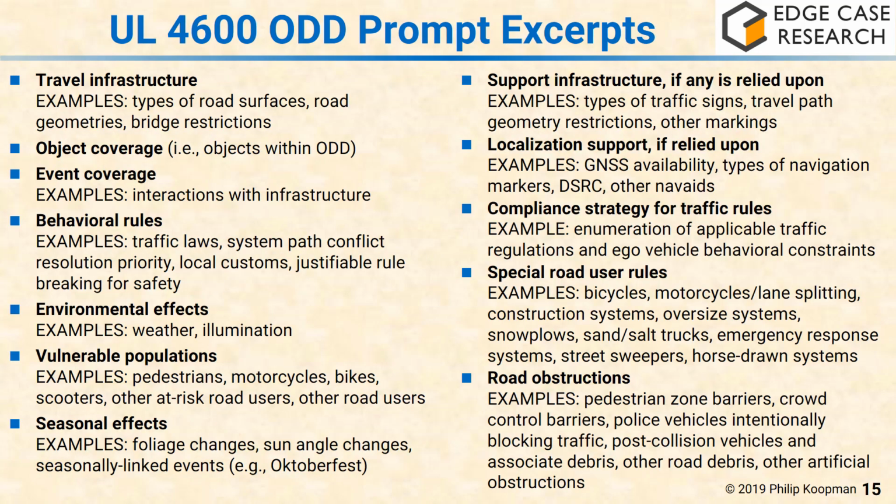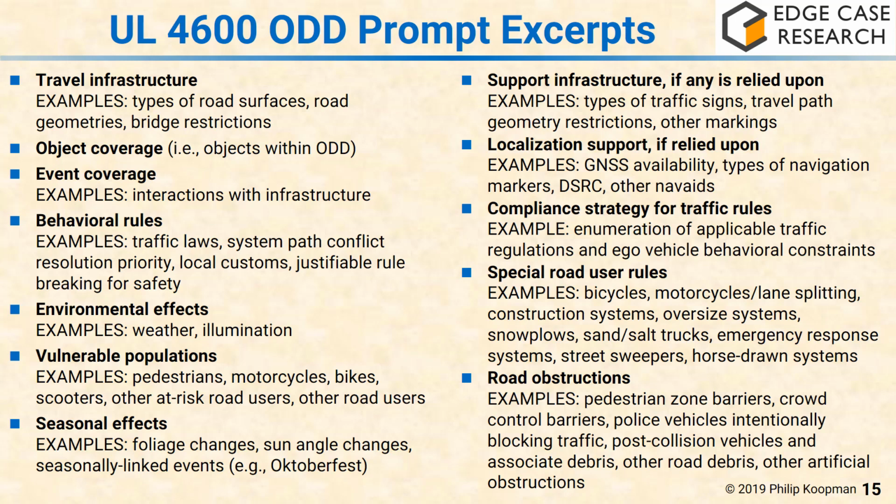Just to give an example, here are some prompt excerpts from the ODD section. The standard's almost 300 pages long, and this is only some of the things for ODDs, but it says if you want to define an ODD, you have to think about travel infrastructure, object coverage, event coverage, behavior rules, things like traffic laws, and who goes first at stop signs and local customs and justifiable rule breaking. If there's power lines down in your lane, do you go around them even though it's the other lane and cross the double yellow line? Things like this. And so all of these things, the prompt elements, the things in bold, have to be in your safety case.